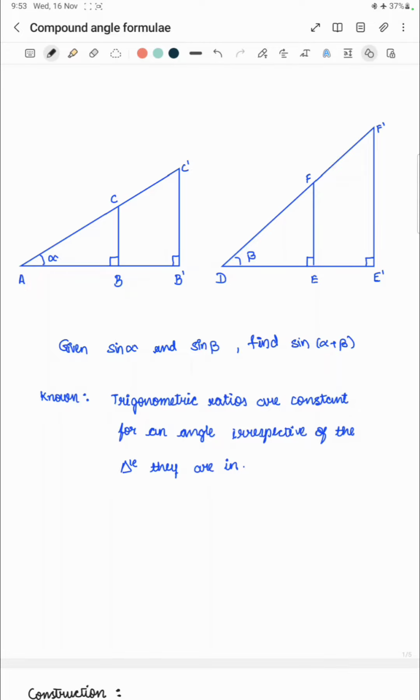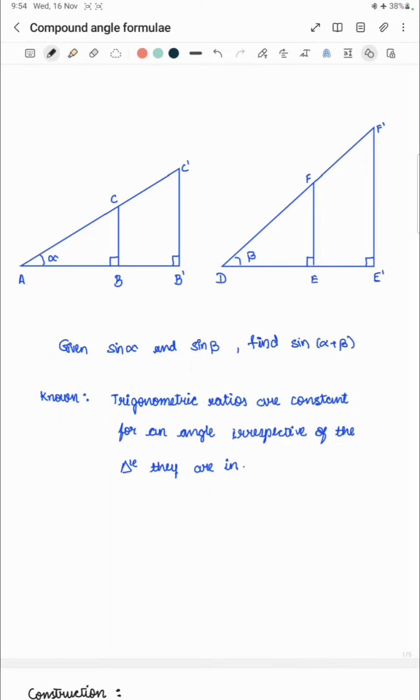What do we know about trigonometric ratios in general? We know that trigonometric ratios are constant for an angle irrespective of the triangle they are in. So just look at this. In triangle ABC, the sine of alpha would be BC by AC, right? And in triangle AB dash C dash, the sine of alpha would be B dash C dash by A dash C dash. So the ratio, that is, the sine of alpha, is not changing.